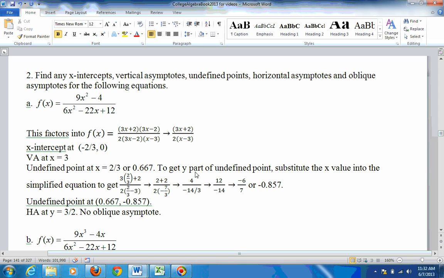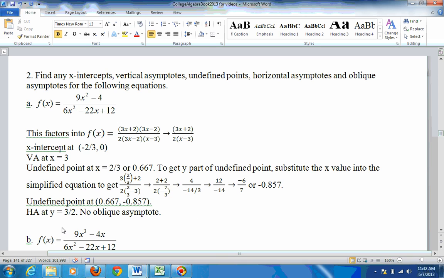To get the y part of your undefined point, you have to substitute the 2/3 back into the simplified expression. So you'd have to take 3 times 2/3 plus 2, and that's done right here, over 2 times 2/3 minus 3. And if you work that out, you'll get your negative 0.857. So that's the total undefined point. That would be the hole in the graph here.